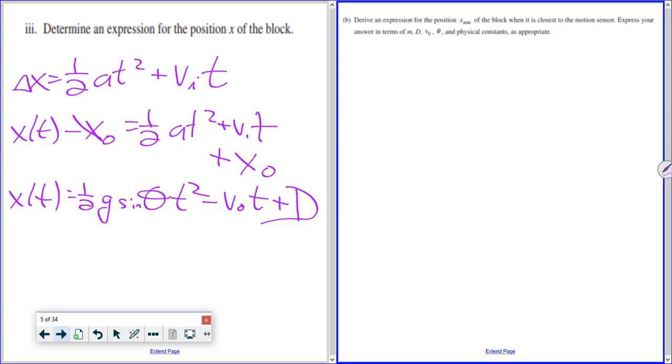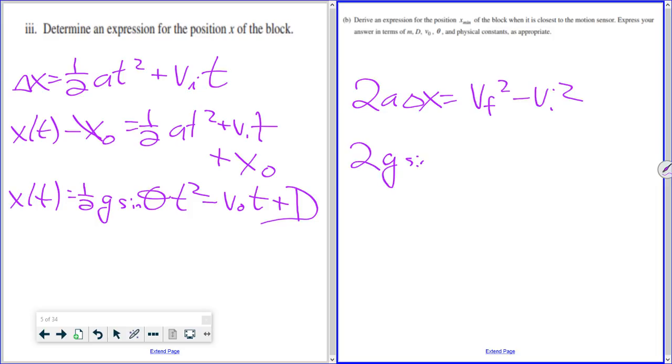Here's an even easier way to do it. 2 g sine theta delta x. I want the final position, so x min minus d equals negative v naught squared. And then solve that for x min. That would work too. There are a few ways of doing that one. Cool? All right.